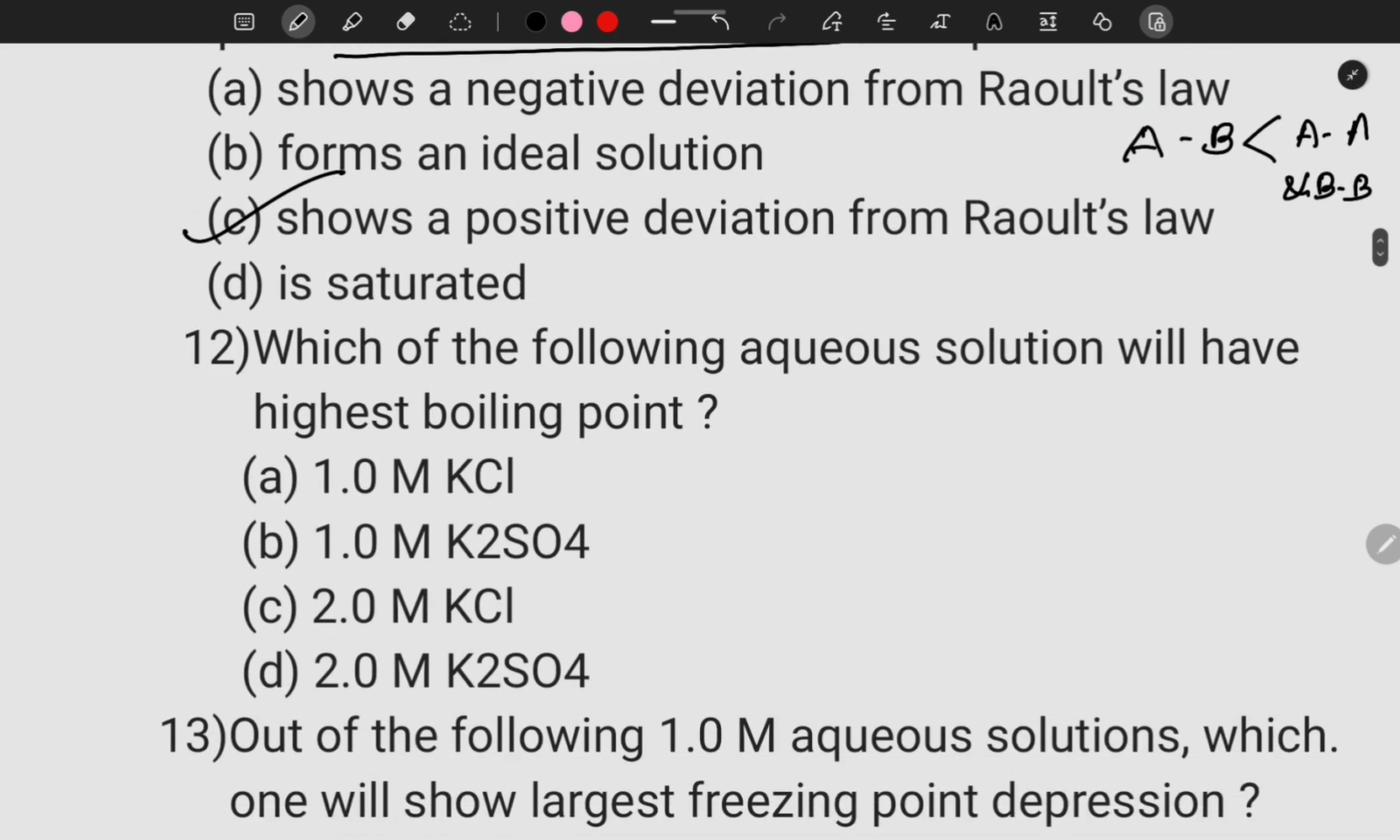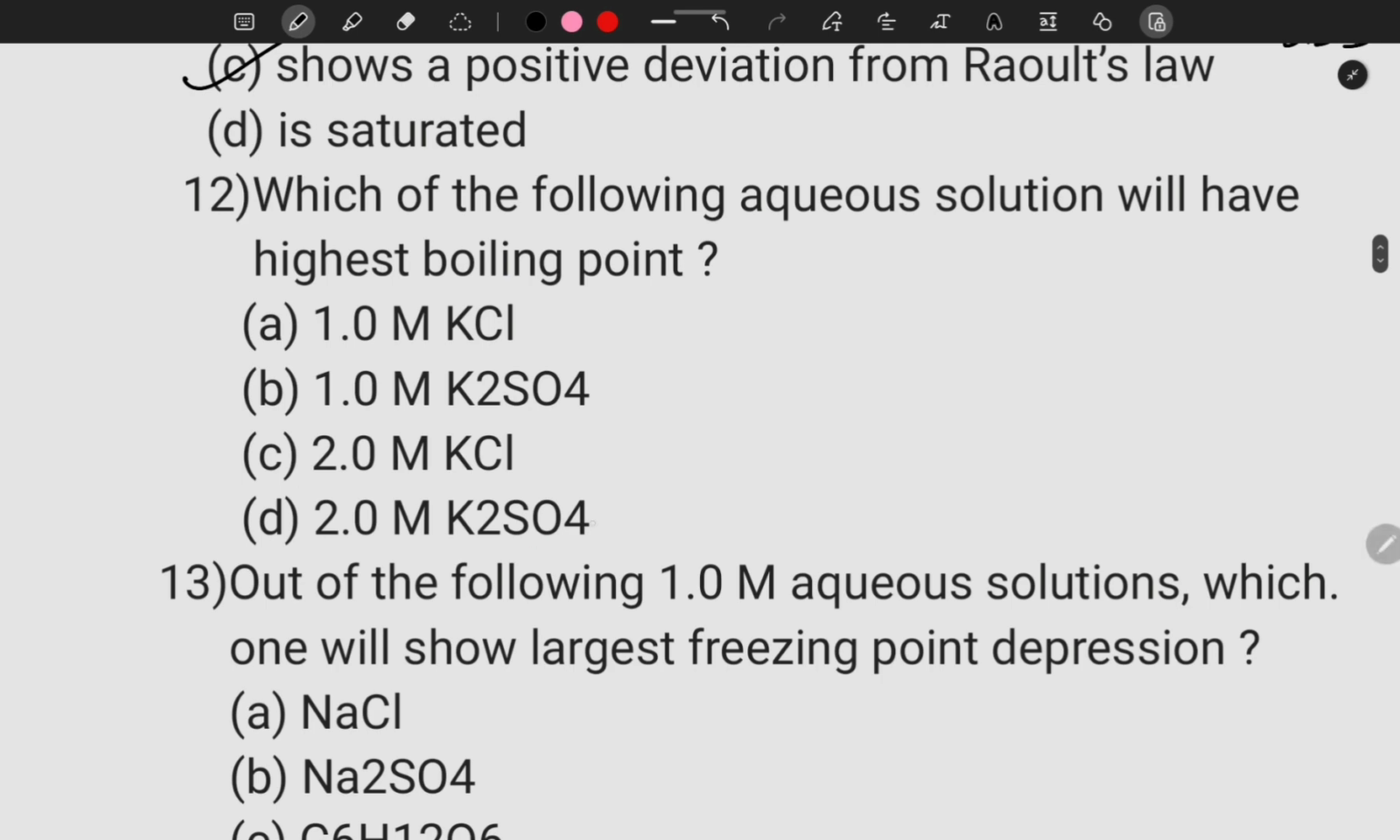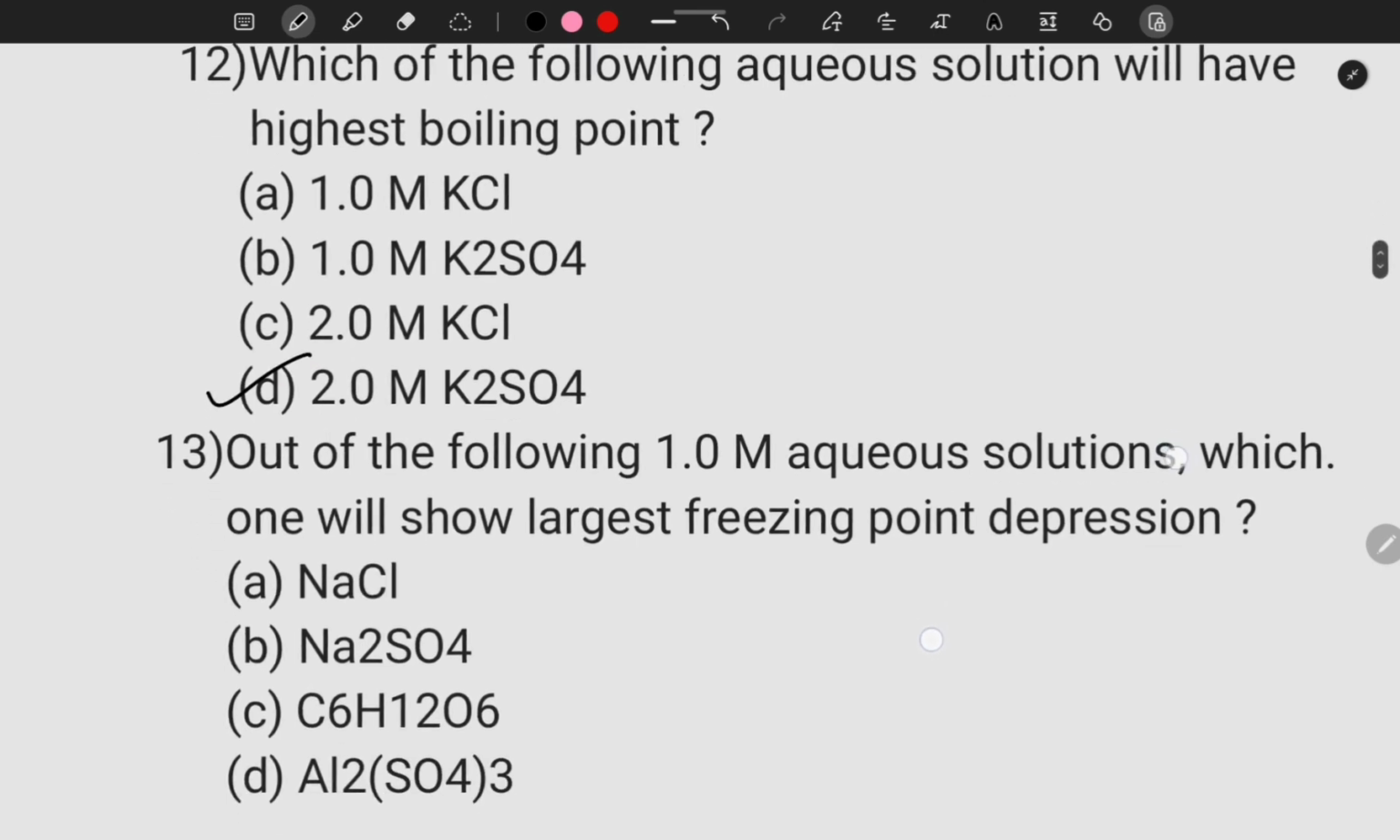Which of the following aqueous solutions will have the highest boiling point? We know boiling point is a colligative property that depends upon the number of particles. So 2 molar K2SO4 will give the maximum number of particles.